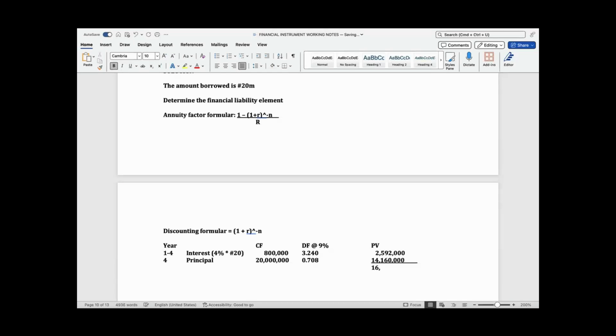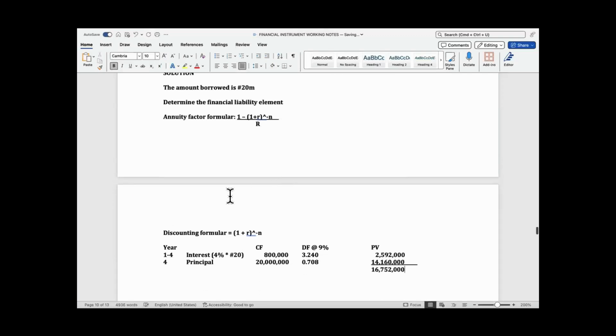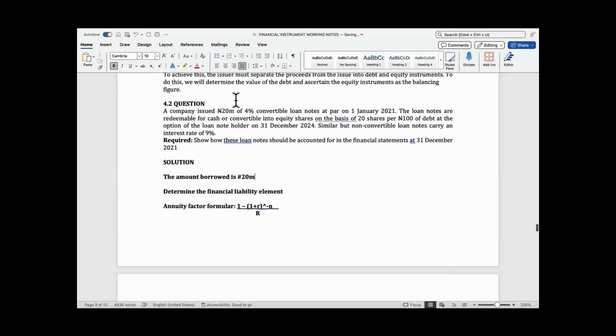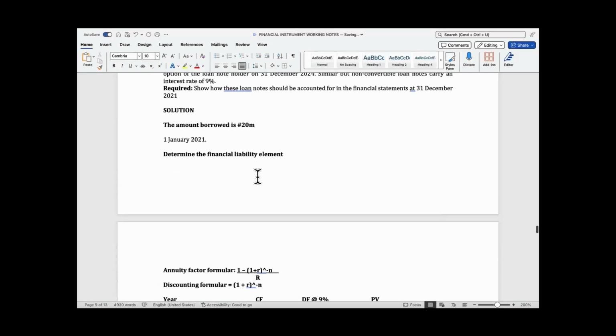$16,752,000. Okay. Now, don't forget that this determination, this separation, we are doing it at the very beginning of the year, before we even enter this transaction in our books. That's the first thing you would do.